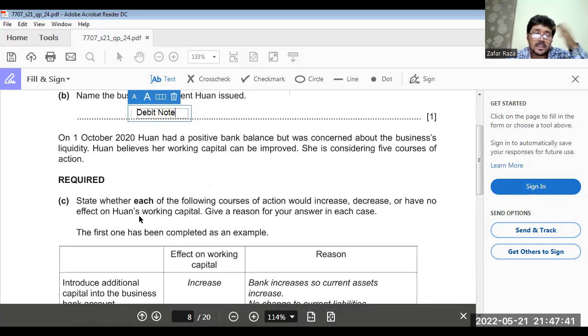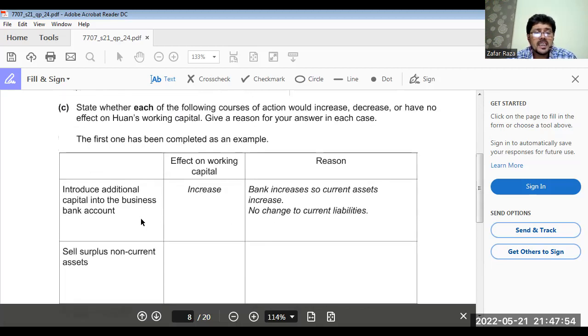On 1st October 2020, Juan had a positive bank balance but was concerned about the business liquidity. Juan believes her working capital can be improved. She's considering 5 courses of action. Okay, now what do we have to do? Introduce additional capital in the business bank account. That is going to increase working capital. Working capital means current assets minus current liabilities. Additional capital means cash is increased. Sell surplus non-current asset. Yes, working capital is increased.